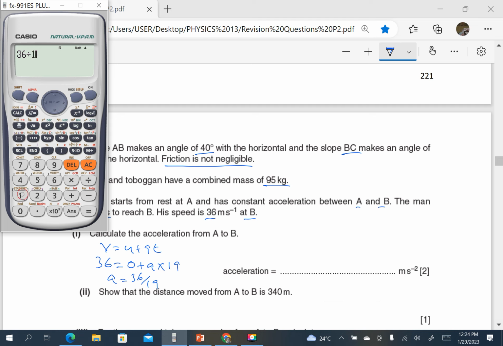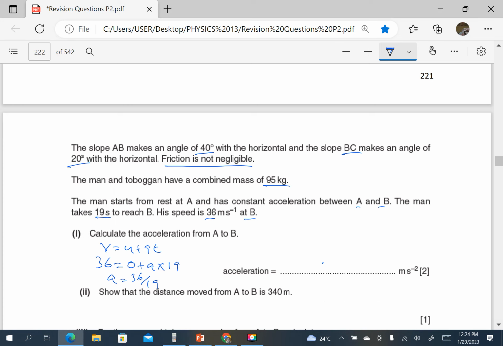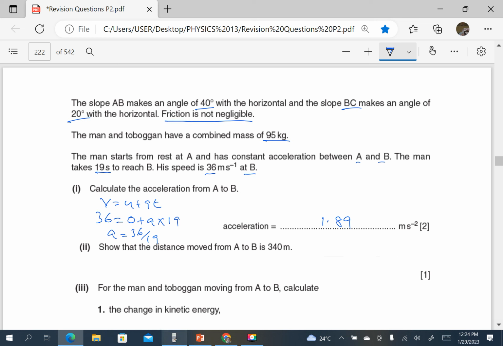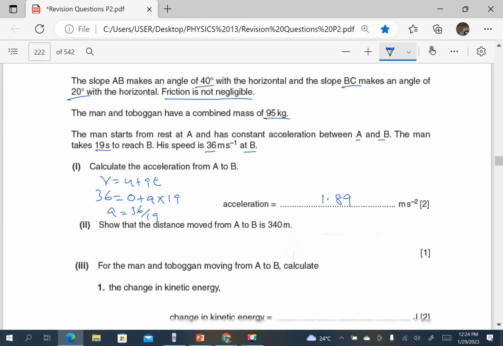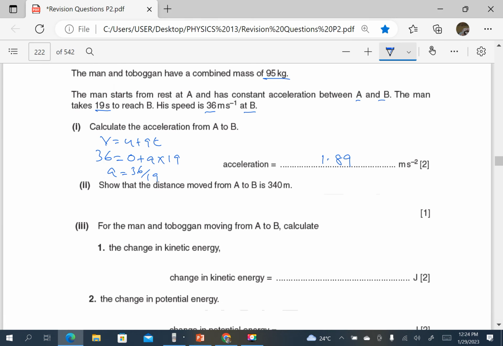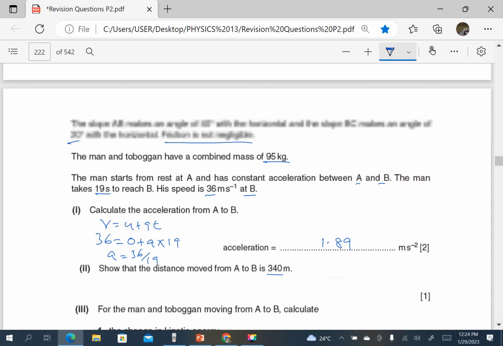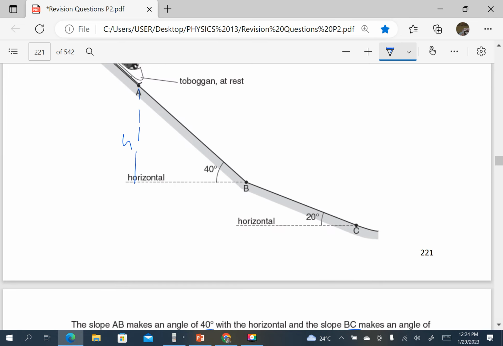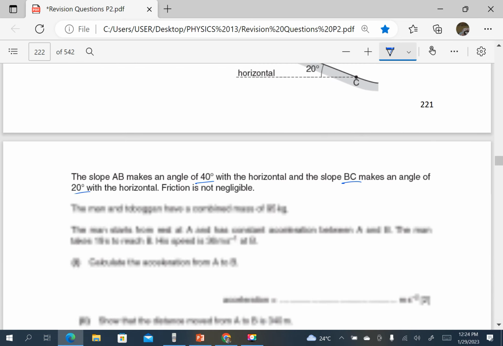36 divided by 19, that is 1.89. So this is 1.89 meters per second squared. Show that the distance moved from A to B is 340. So we are having that this distance here is 340 meters. Okay, let's verify.